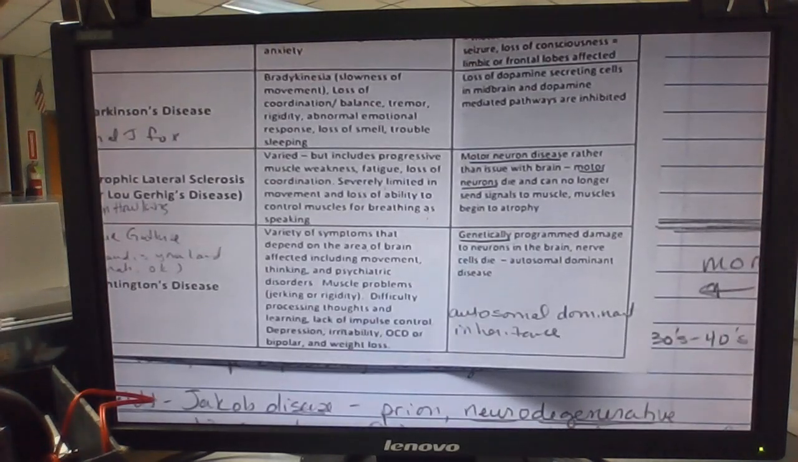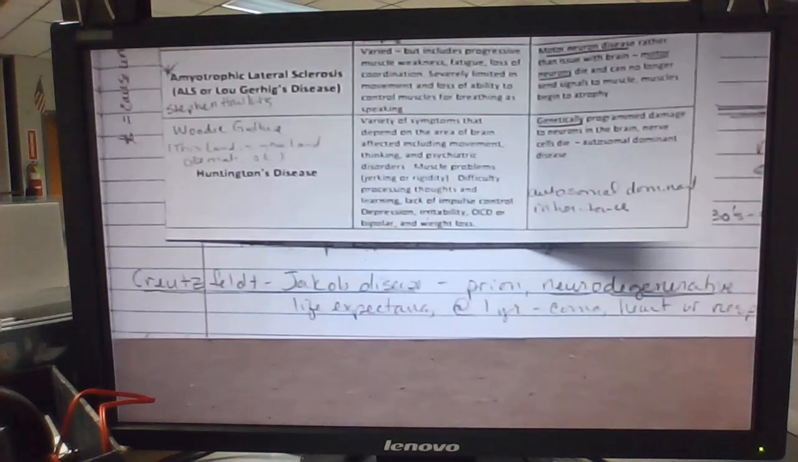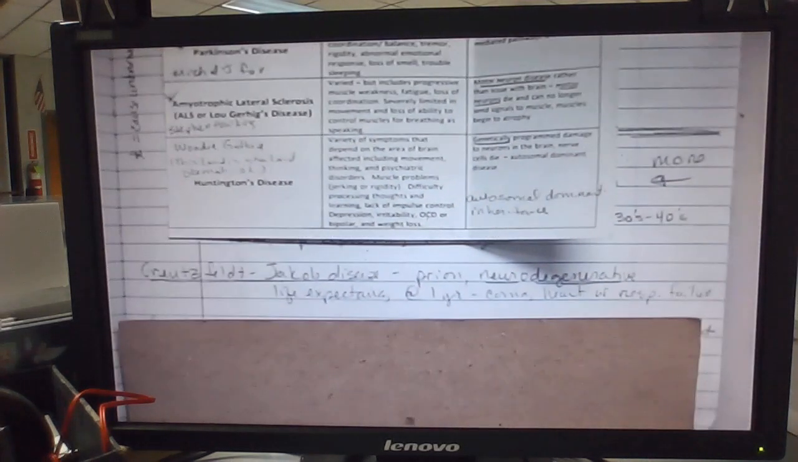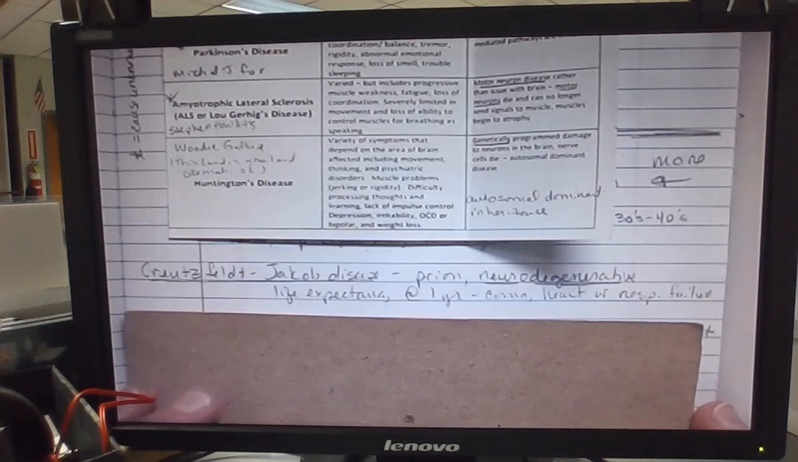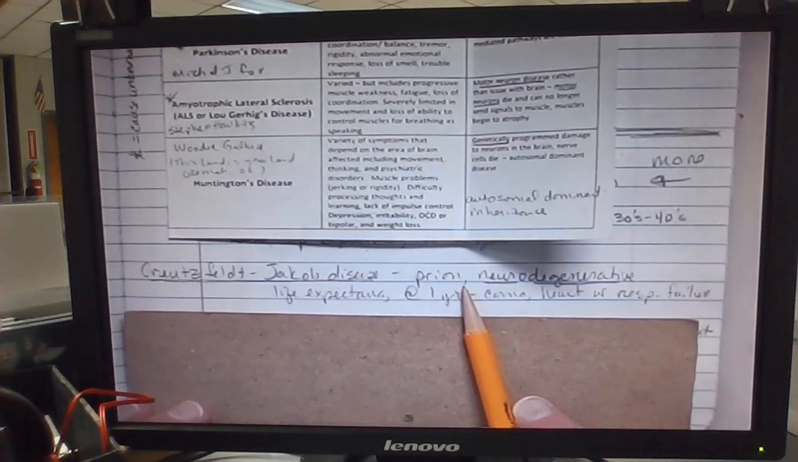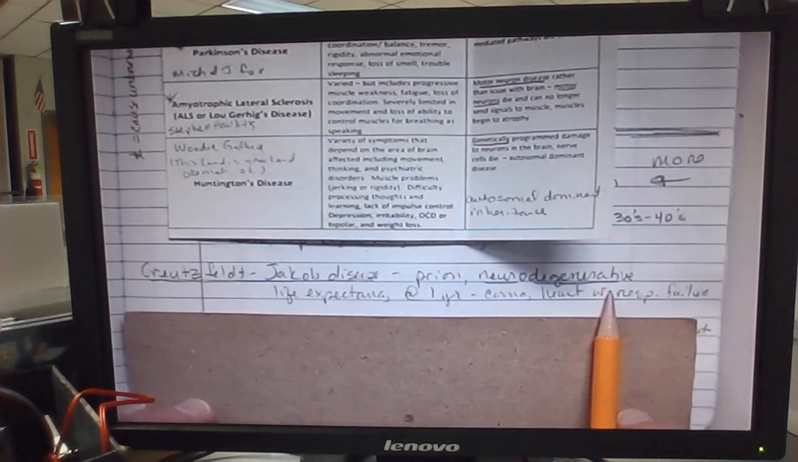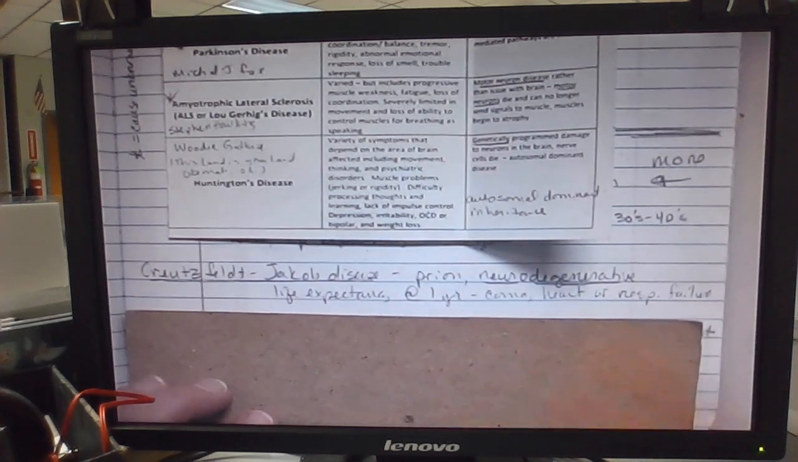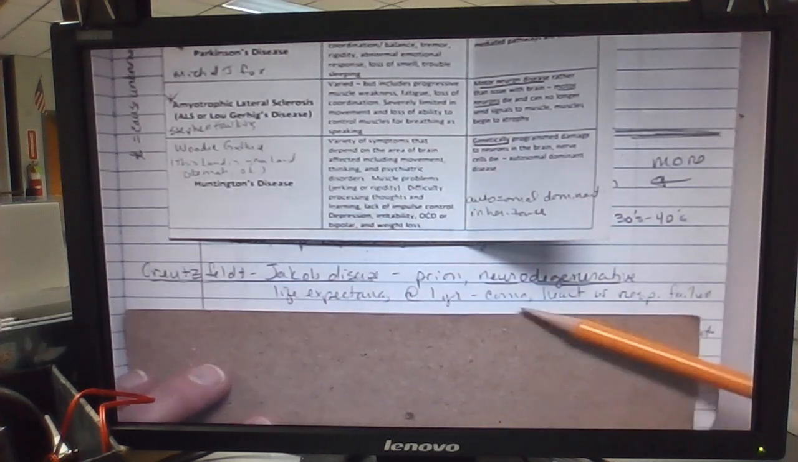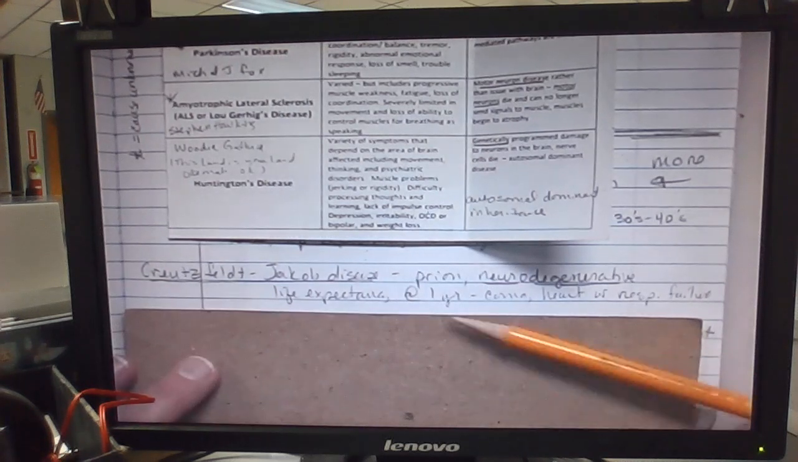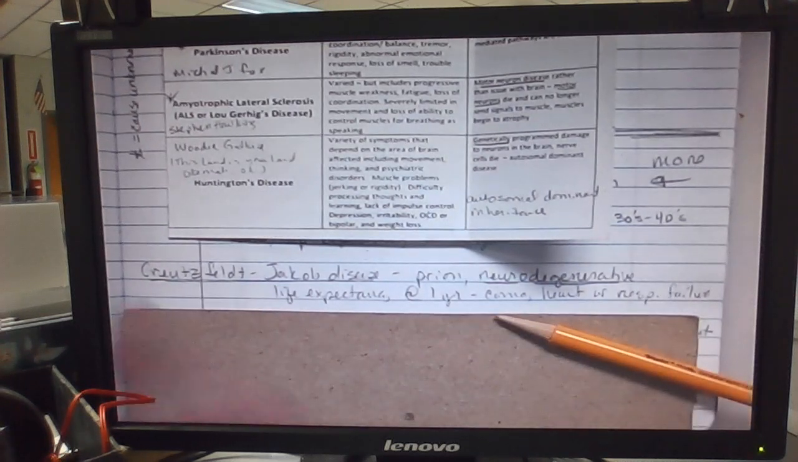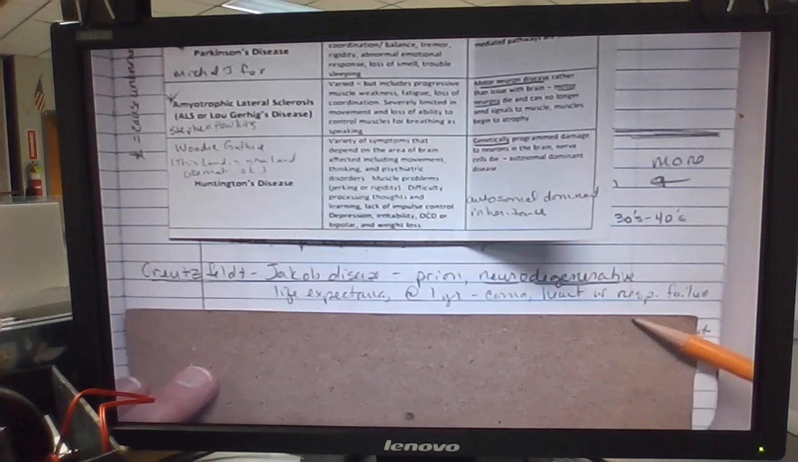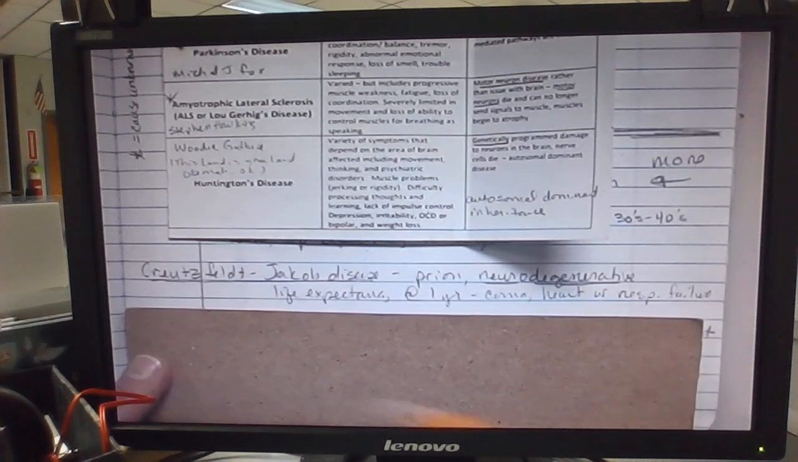All right, underneath my insert, I have Creutzfeldt-Jakob disease. This is a prion disease. It is a neurodegenerative disease. Your life expectancy is about 1 year after symptoms because the degeneration is so rough. So after about a year, you end up in a coma. Then eventually it's heart failure, respiratory failure, things start to shut down.